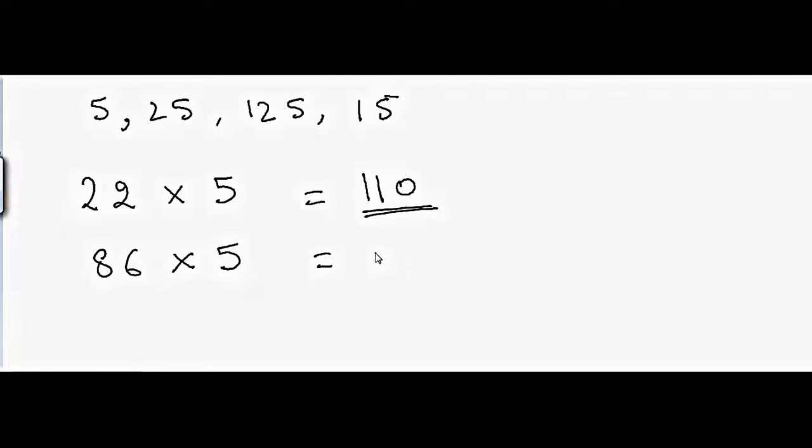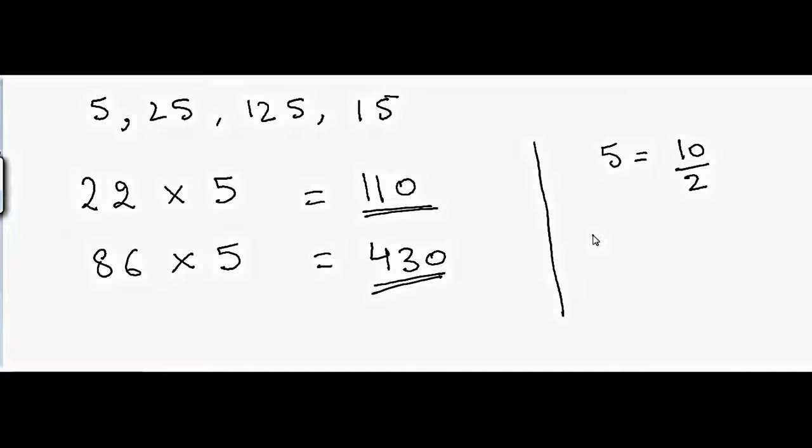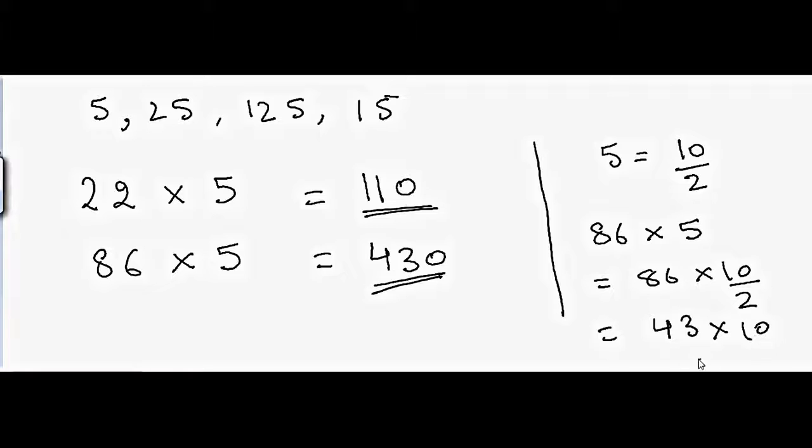So all I will do is 86 divided by 2, so that is equal to 43, and then put 0 in the end, so that will be 430. So this is the concept. The concept is very easy. So 5 is equal to 10 divided by 2. So in a way, if I multiply 86 by 5, that is equal to 86 into 10 divided by 2. So that will be equal to 43 into 10 is equal to 430.